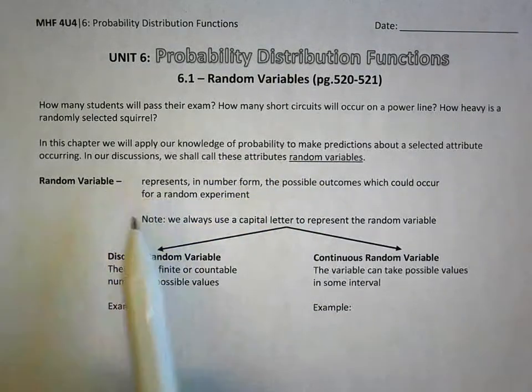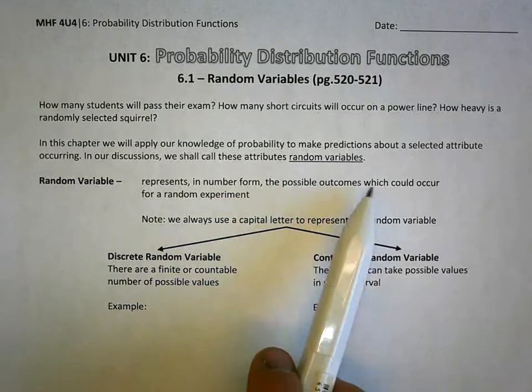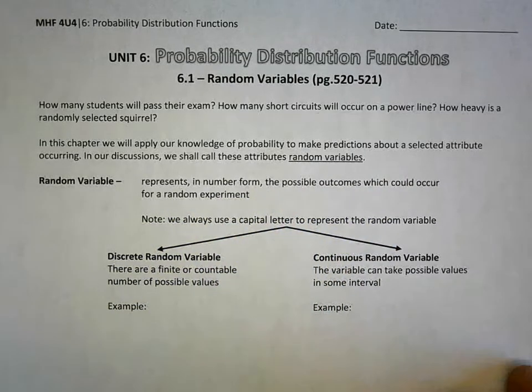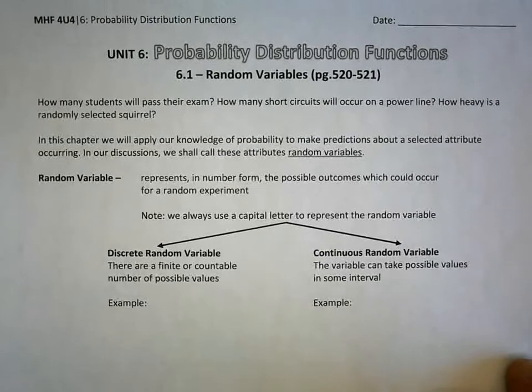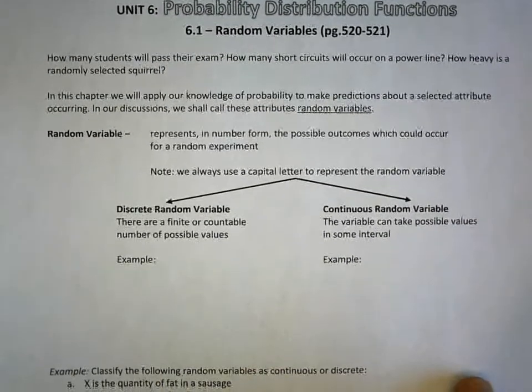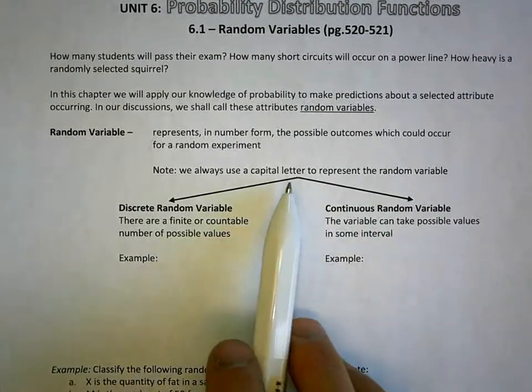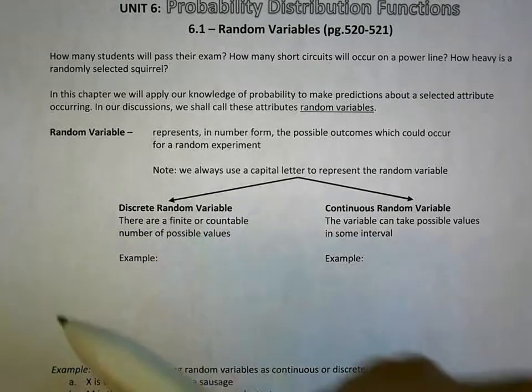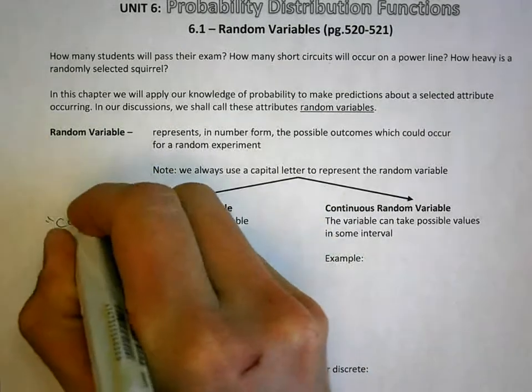So a random variable represents in number form the possible outcomes which could occur for a random experiment. We always use a capital letter to represent a random variable. There's two different ways we can look at random variables. You've heard these terms before. Discrete, which means it's a countable value. The key word here is count.